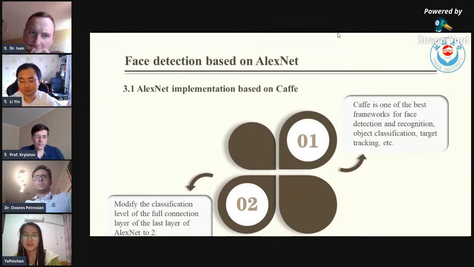The second part is face detection based on AlexNet. Firstly, AlexNet implementation based on Caffe. Caffe is an excellent convolutional neural network implementation. It is one of the best frameworks for face detection and recognition, object classification, target tracking, etc. Since the AlexNet network is used for 1,000-class classification tasks and a face detection experiment is a 2-class classification, face detection based on AlexNet requires that the classification number of the fully connected layer of the last layer of AlexNet be modified to 2.